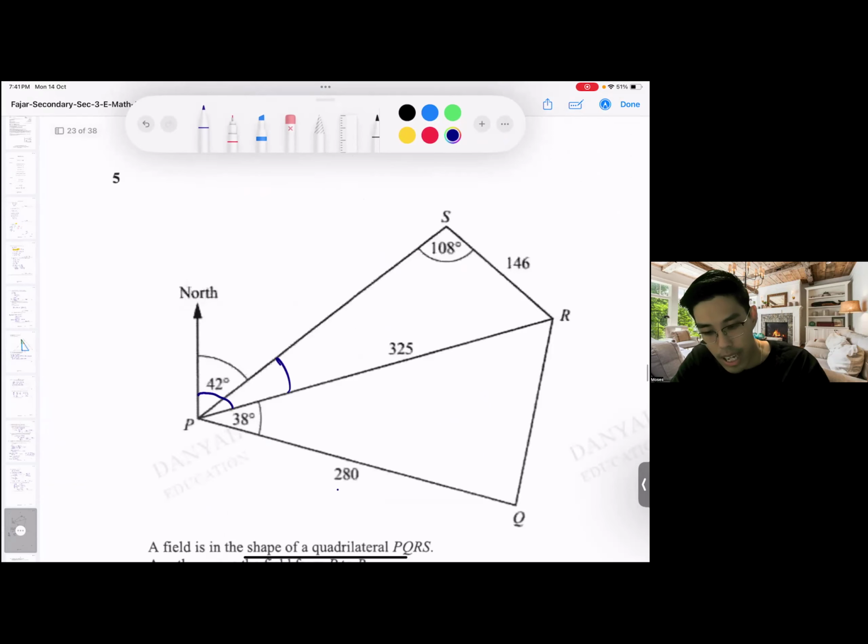Once again, we see sine 108 over 325 is equal to the sine of this angle over 146. The corresponding sides and angles. So this one is quite straightforward. Just press the calculator. Of course, make sure you know what you're pressing lah. So I just write down the full formula first. 146 sine 108 equals 325 sine SPR.